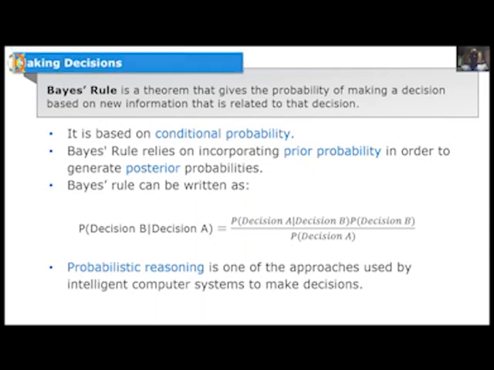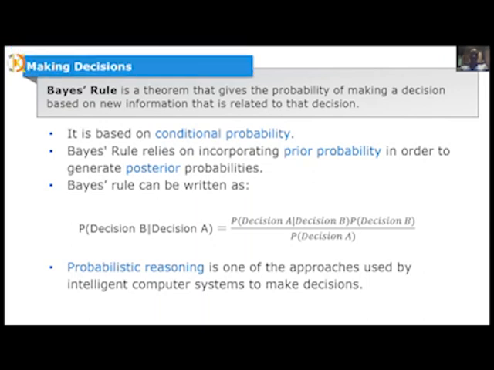Bayes' rule is a theorem that gives the probability of making a decision based on new information that is related to that decision. Bayes' rule relies on incorporating prior probability in order to generate posterior probability. So if you made decision A, you're planning to make decision B. So what's your chance of making a right decision B based on the previous probability? Then even before you make that decision B, sometimes you acquire new information related to that decision. So Bayes' rule is trying to address that.